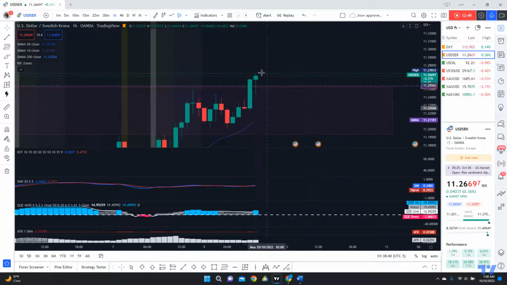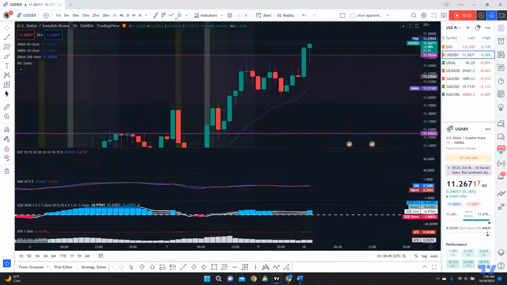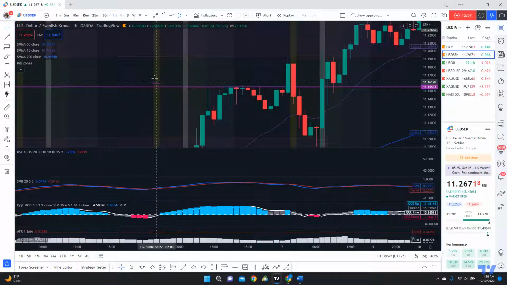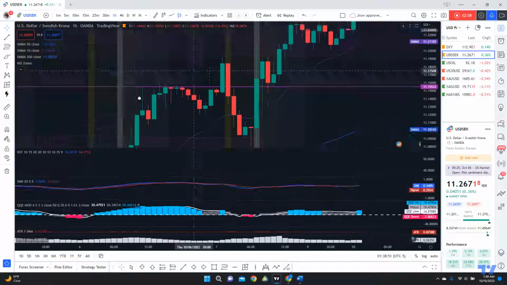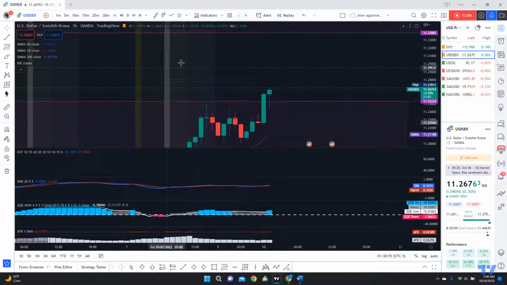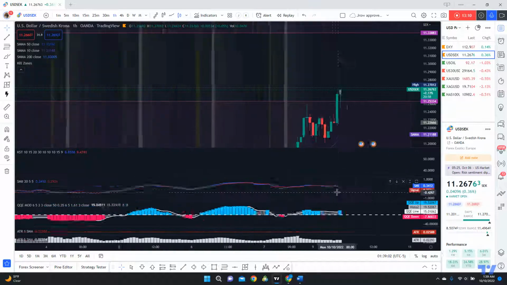So basically, if this was in London session, which is when this is London Open, this is US Open. If we were in US Open or London Open session, we would be placing a buy right here.